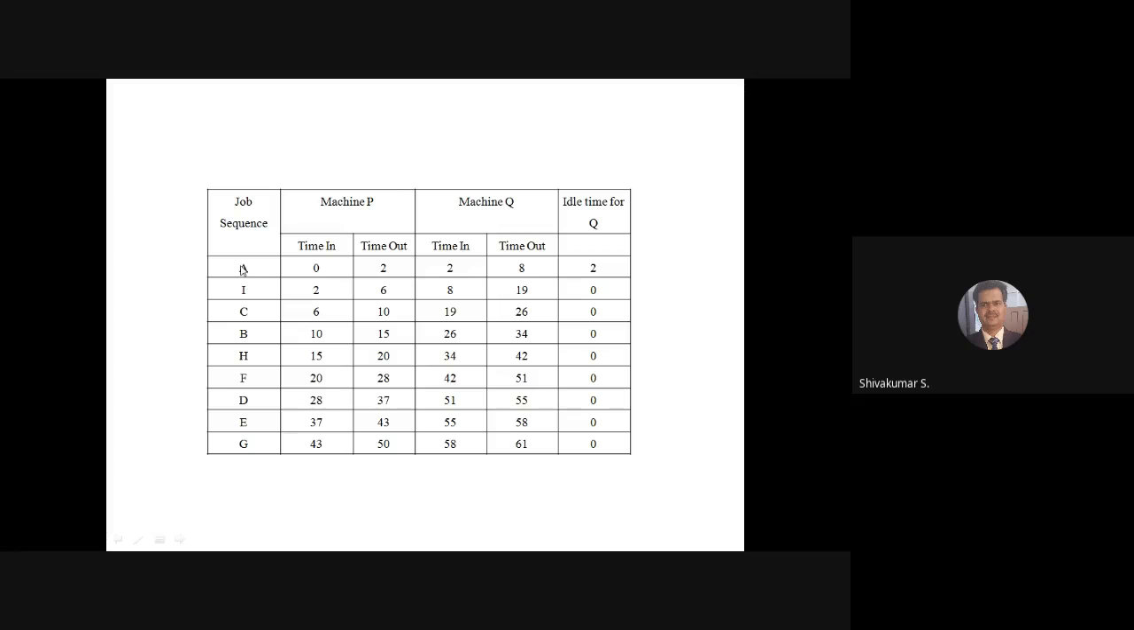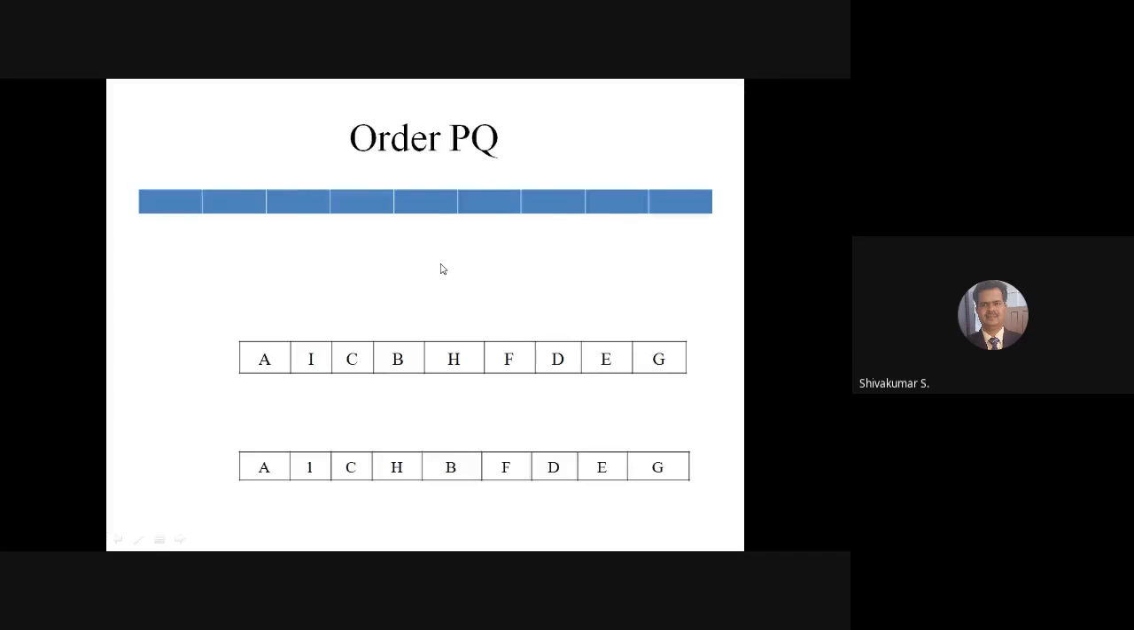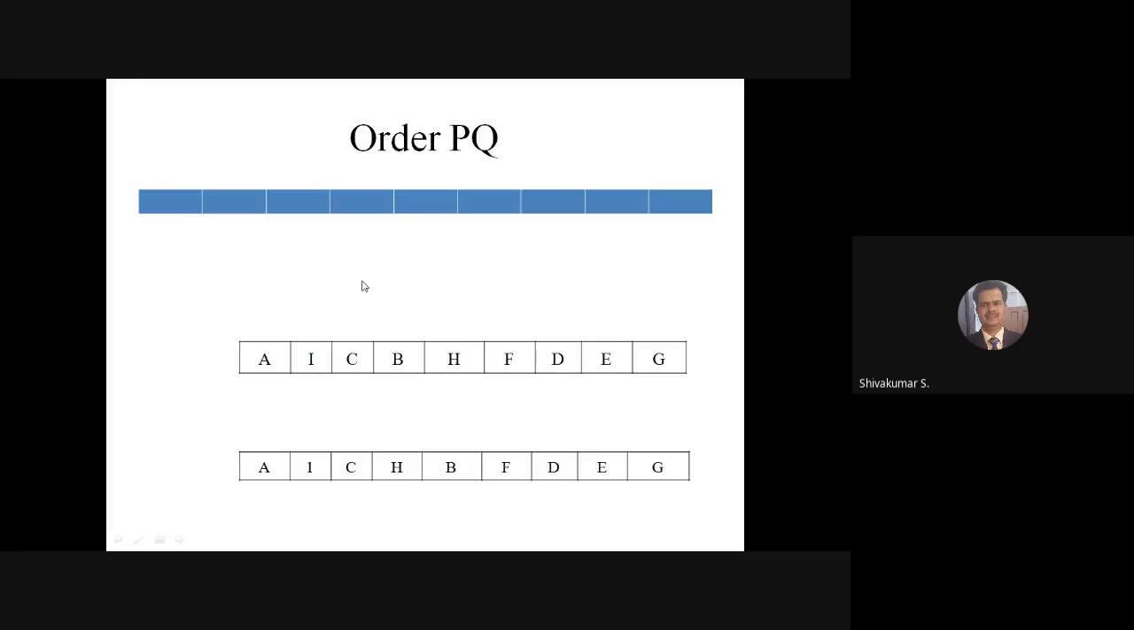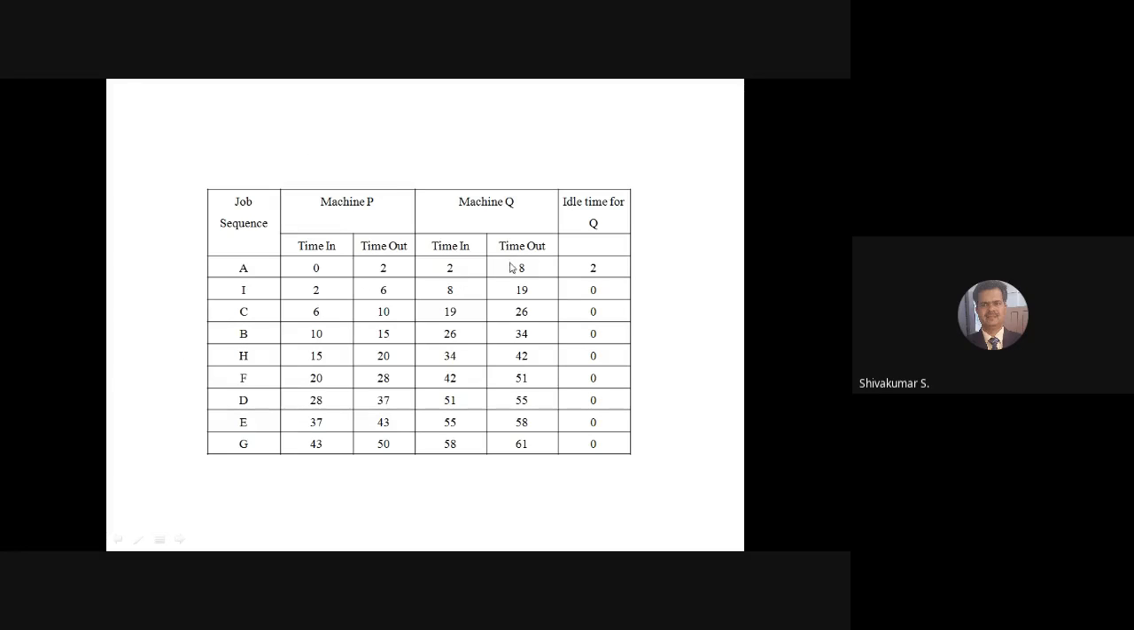Job A has spent 2 minutes on machine P, that is processing time, and then this job goes to machine Q after 2 minutes. So for machine Q, time in becomes 2 minutes. It takes 6 minutes to complete. Here, 6 minutes to complete processing time on Q. So what happens here? 2 plus 6, 8. It's the time out of the job. I'm talking only about job A now.